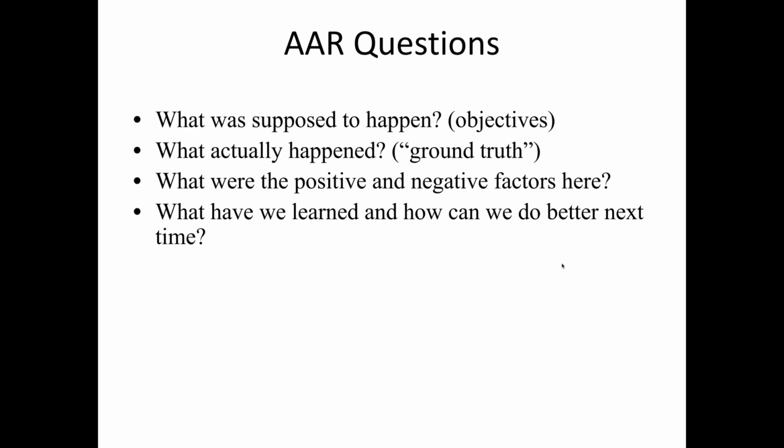What actually happened out there, right? We have plans, but then, as Mike Tyson said, everybody's got a plan until they're punched in the face. So what was the ground truth? And then what were the positive and negative factors between what was supposed to happen and what actually happened? Because there was probably some good things that came out of that difference, and there was probably some bad things. What were they? And then what have we learned, and how can we do it better next time?